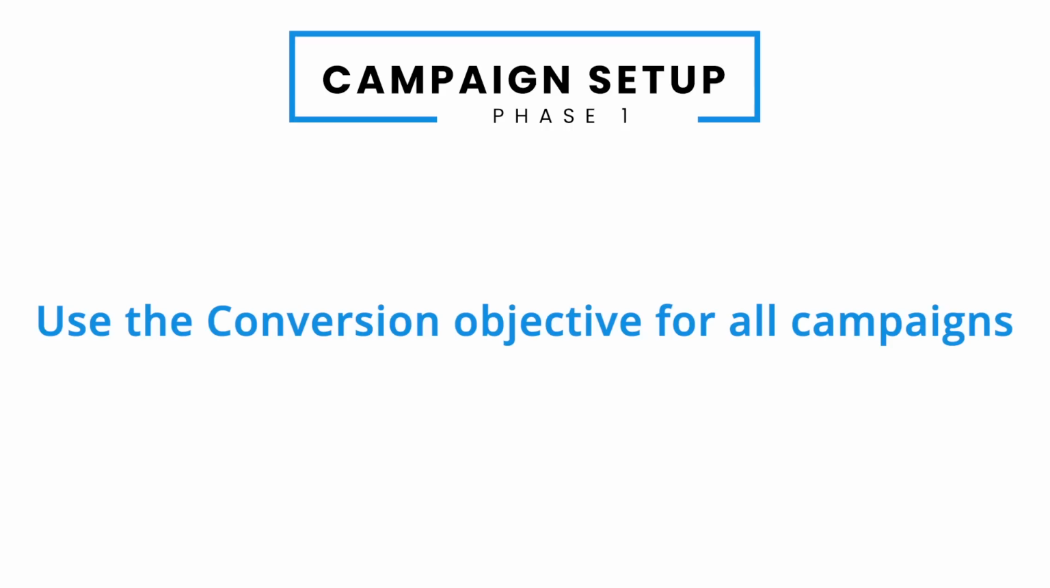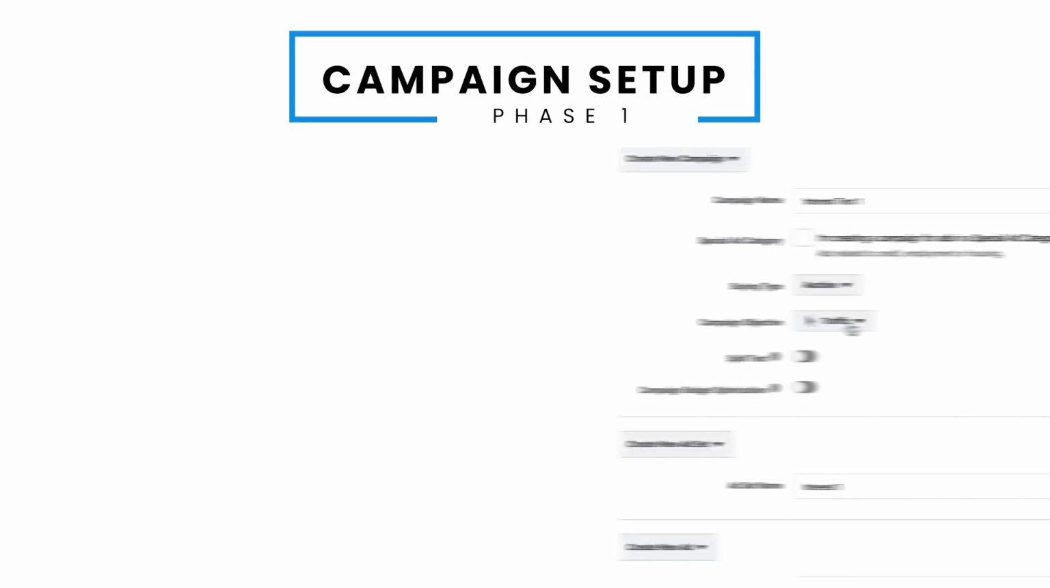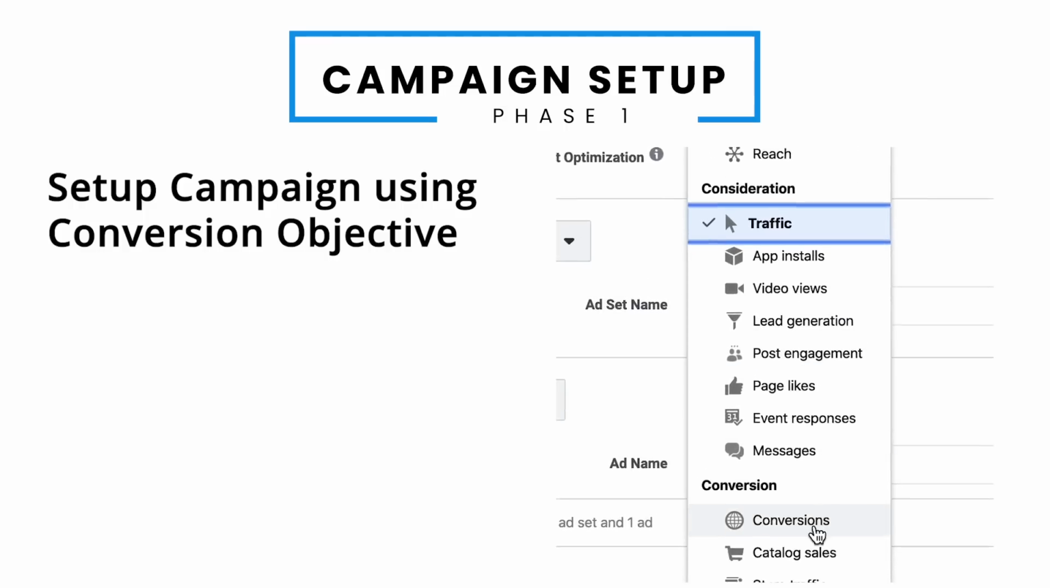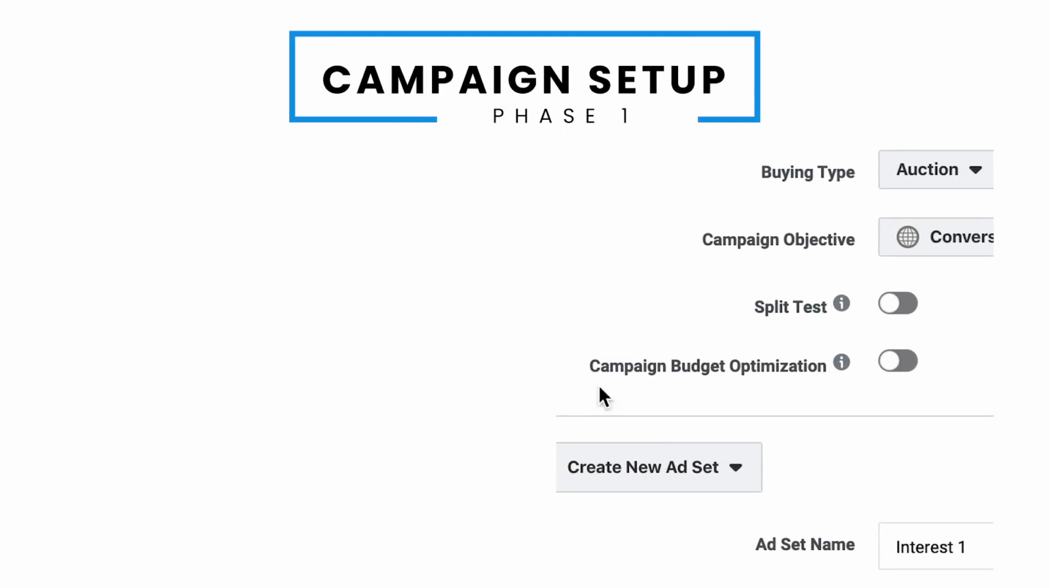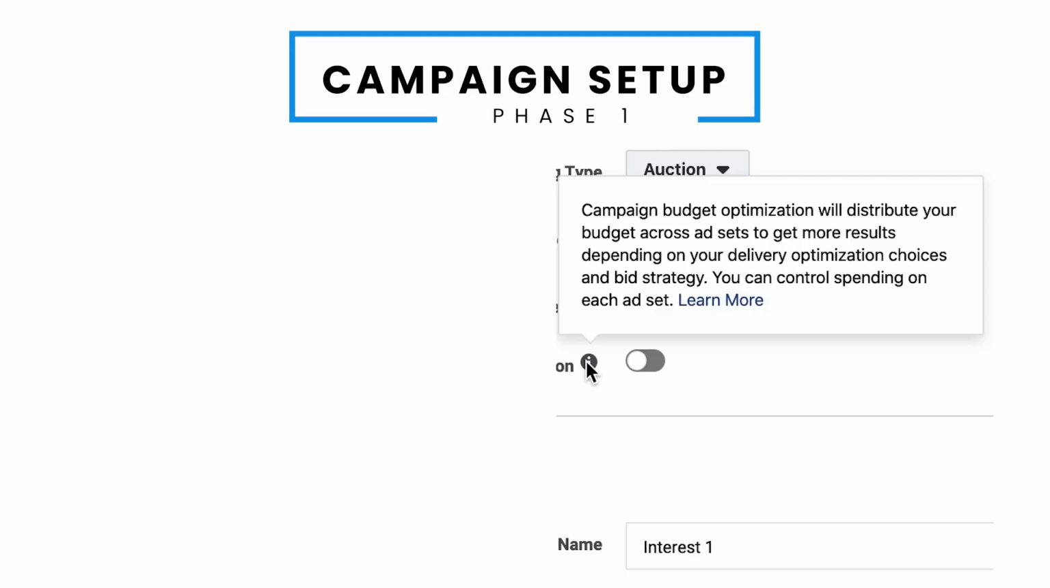The only time that you might use a different objective is when you're setting up a retargeting campaign, in which case you could use the catalog sales objective, but we'll talk about retargeting later on. For now, set up your campaign using the conversion objective and then leave everything else as is, except campaign budget optimization, or CBO for short. You might want to leave this on or off depending on the pricing of your product.